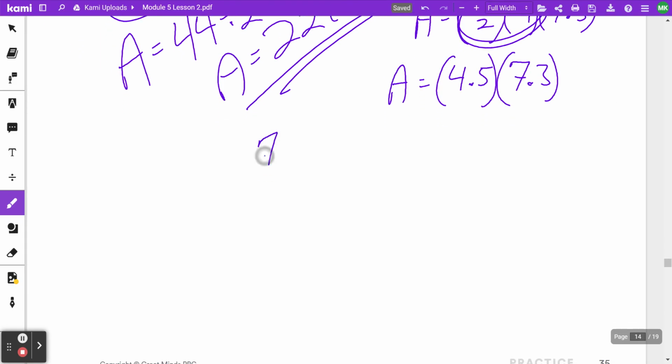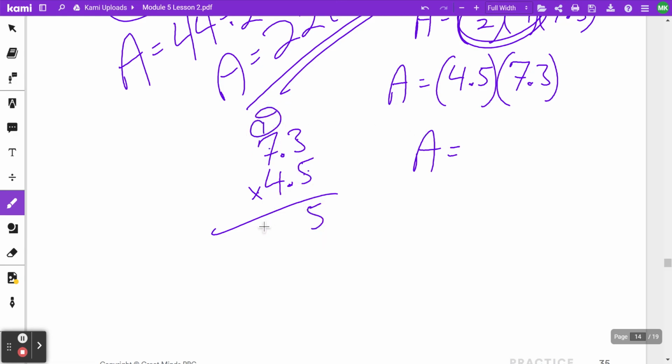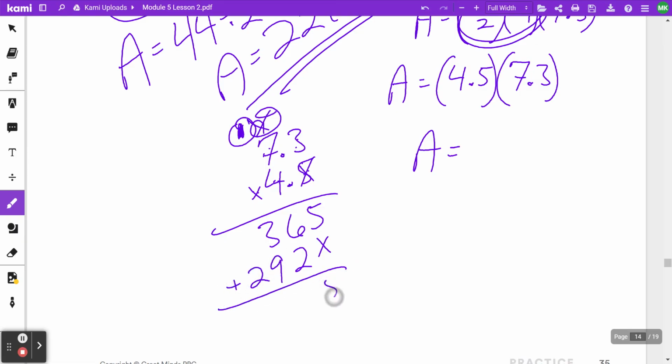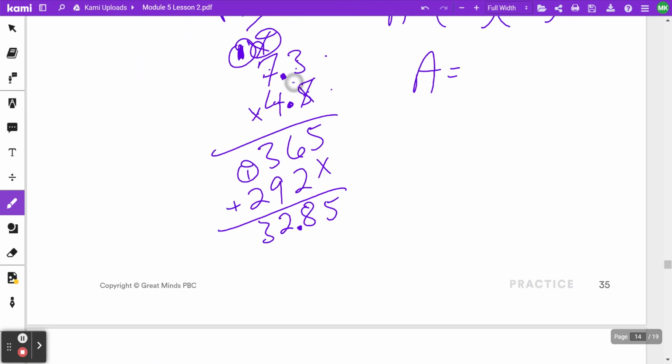So I can take my 7.3, multiply it by the 4.5, and I'll have my answer. So 5 times 3 is 15. 5 times 7 is 35, plus 1 is 36. 4 times 3 is 12. 4 times 7 is 28, plus 1, 29. Getting a little sloppy, sorry. There's a 5, there's an 8, there's a 12, carry a 1, there's a 3. And since I have tenths times tenths, that gives me hundredths. I have 2 digits after the decimal in the factors, so I have 2 digits after my decimal.